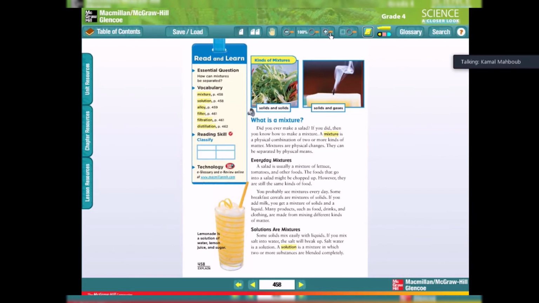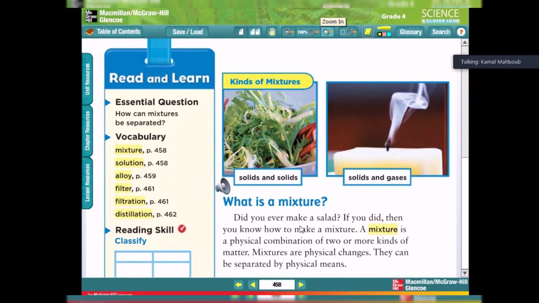We'll read the book and understand more about the mixture and solution and what the difference is. At the end of this session, we have a game to play: which one is a mixture, which one is a solution. It will be very simple.